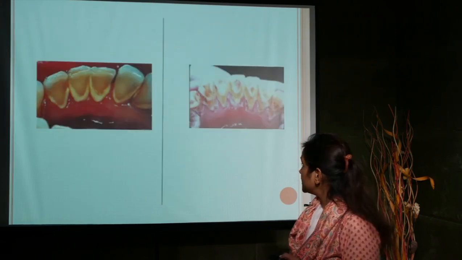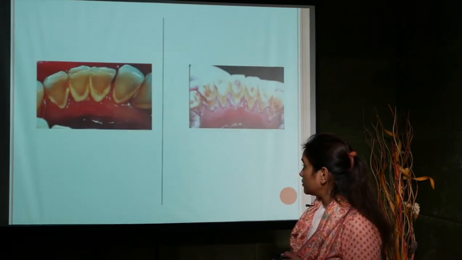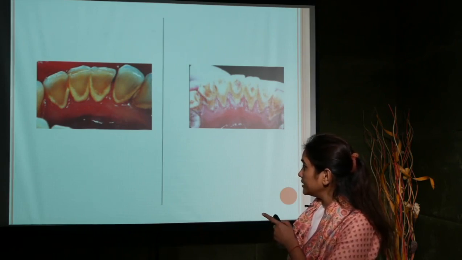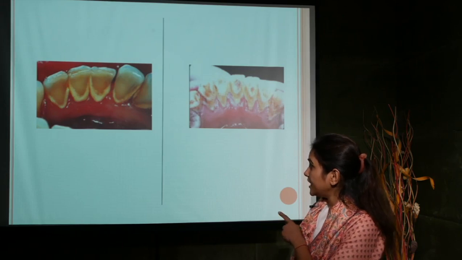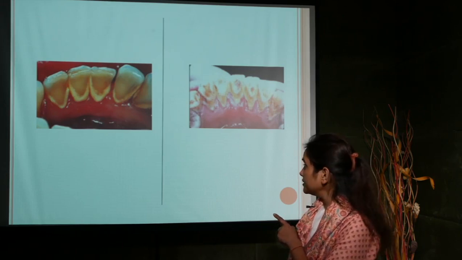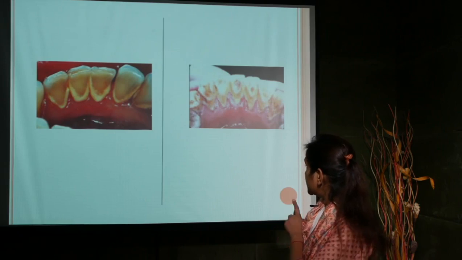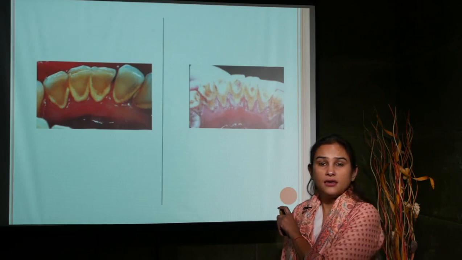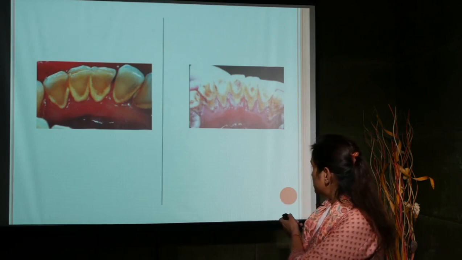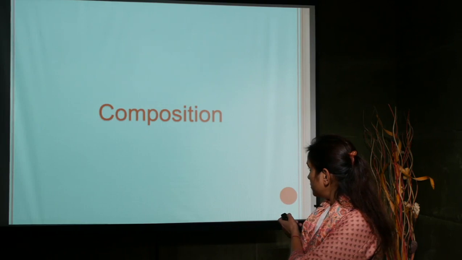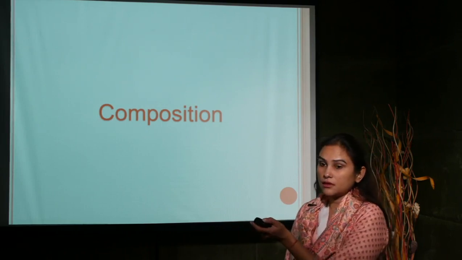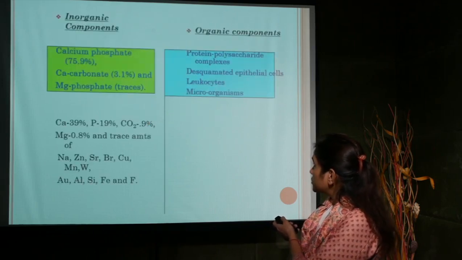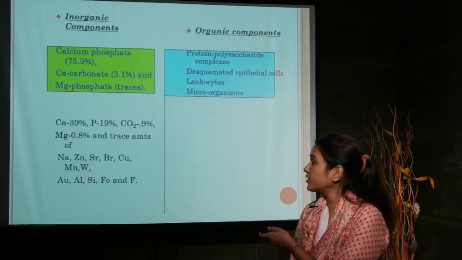This is a diagrammatic representation of supra and subgingival calculus. As you can appreciate in the first picture, along the gingival margin, plaque and calculus are present. This is supragingival calculus, and subgingival calculus is not evident in this picture as it is present below the margin of the gingiva. So, with the help of a probe, you can locate the subgingival calculus.